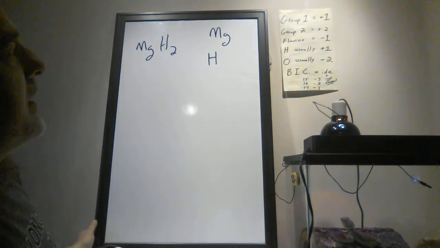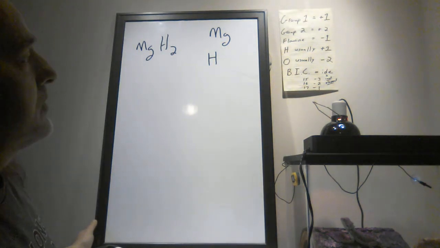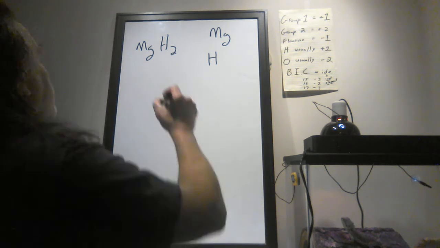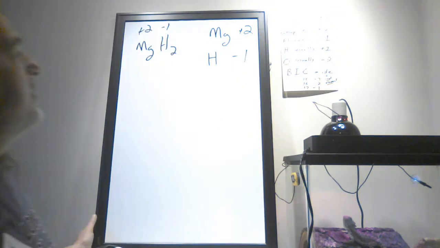You have a rule for Mg because it's in group 2. You have a rule for H. Actually, no, you don't have a rule for H. That's the one that's going to change because Mg is stronger. We don't have a rule for H. That's +2. There's 2 H's. Each H is going to be -1.